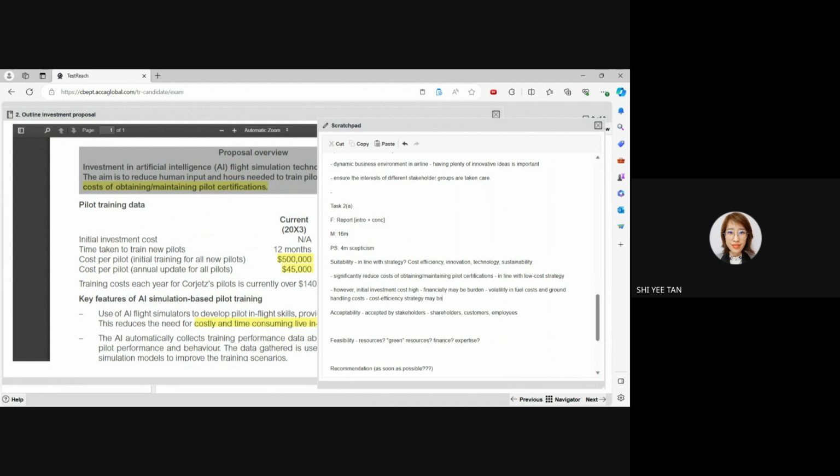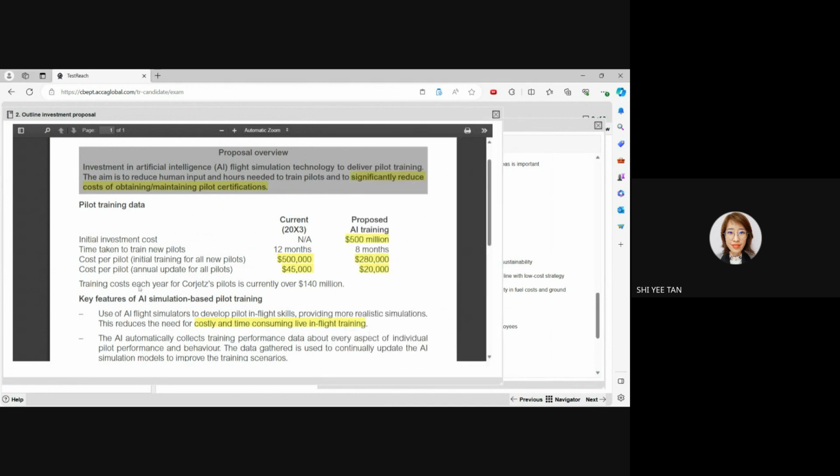Strategy may be affected. I personally think it's like this. Then you see they have saving. Yes, cost per pilot they have saving. Cost per pilot they save like 220K, and then cost per pilot for the updates they actually save 25K as well. They actually save a lot, yes. But how long you need to pay back is something that they have to consider.